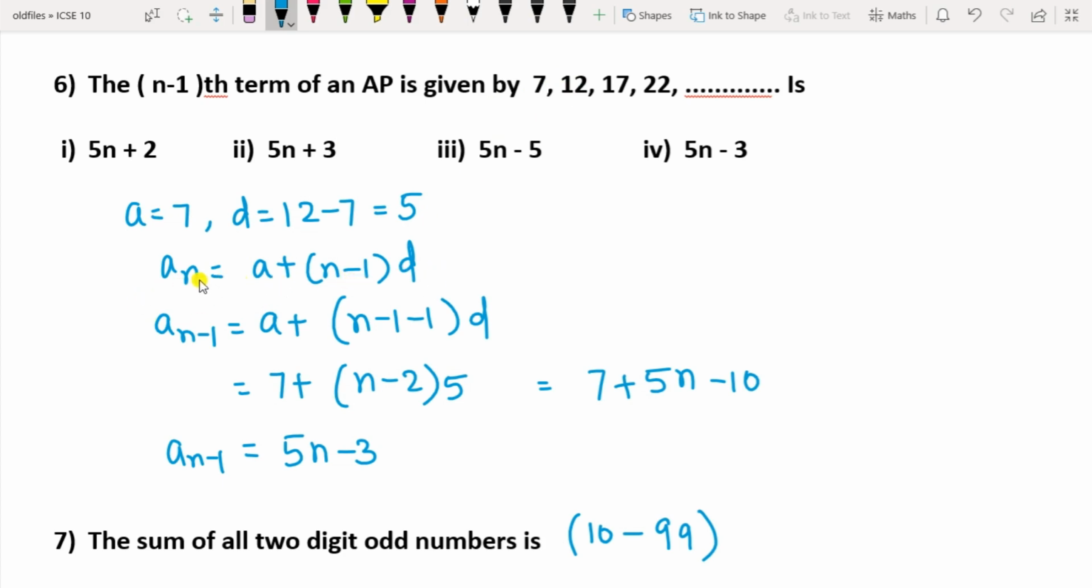So in place of n, now substitute n minus 1. Here also n minus 1. Now this will become n minus 2, D is 5, A is 7 here. So if you solve this, you get the answer of A(n minus 1) as 5n minus 3. So 5n minus 3, option 4 is the correct option. That is the n minus 1 term for this AP.